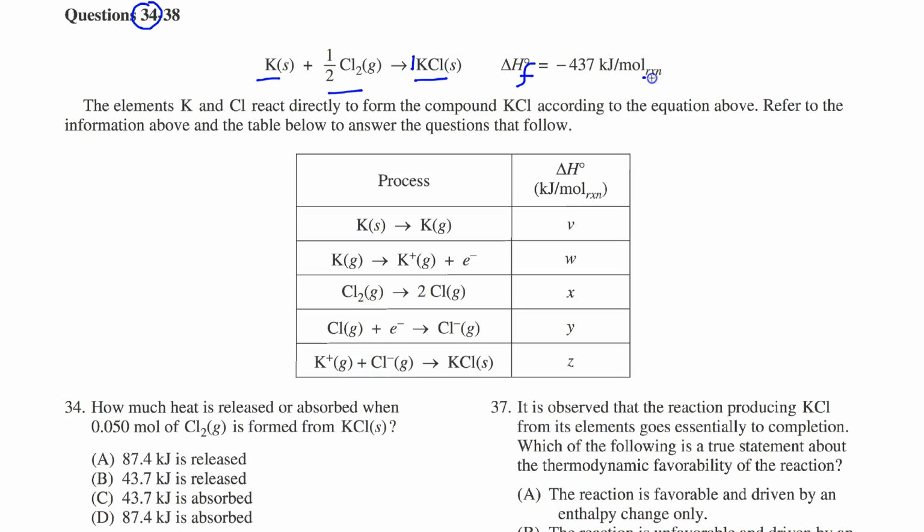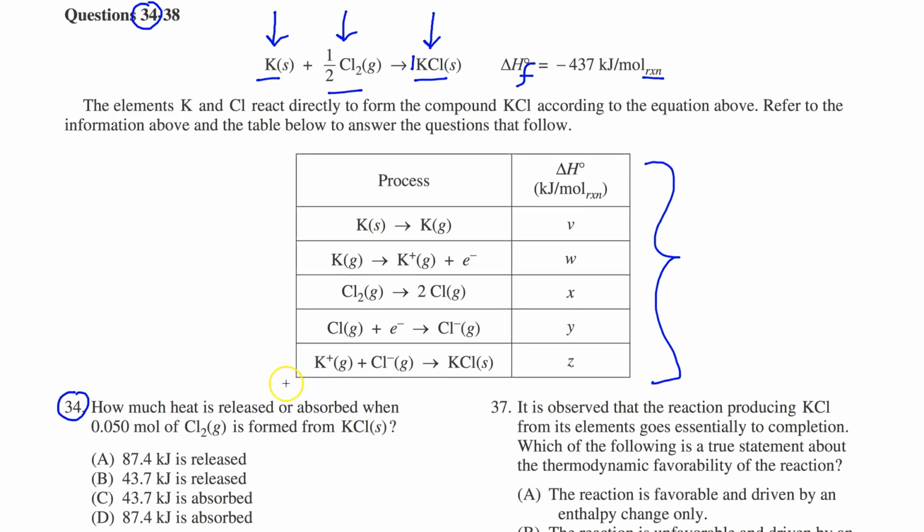And notice they're putting reaction here. That's important because that's the energy change per any one of these values. Normally in a heat of formation we'd say per mole of the actual product, but here they're saying reaction. We also have some information here regarding different types of letters that we're going to use to somehow relate to this overall reaction. So let's get started and be crazy and start with 34.